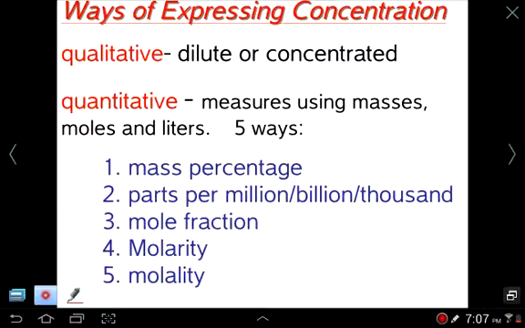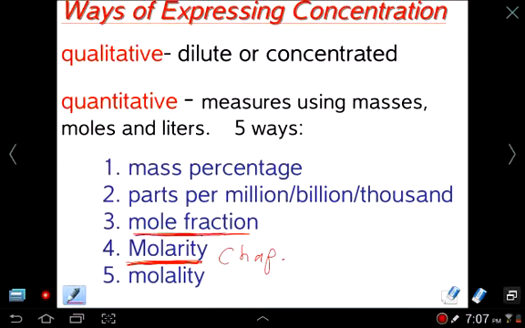Now 2 of these we've actually already seen. We've seen molarity, and we've done some calculations with molarity in Chapter 4. And then we've also seen mole fraction. We've done some calculations with mole fraction in Chapter 10. So 2 of these will be familiar, and the rest we'll take a look at in more detail.